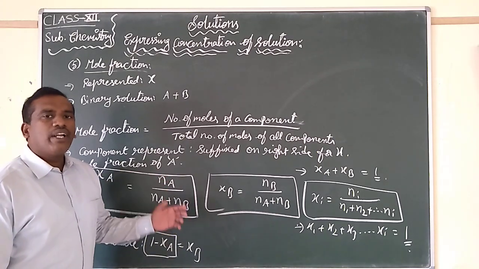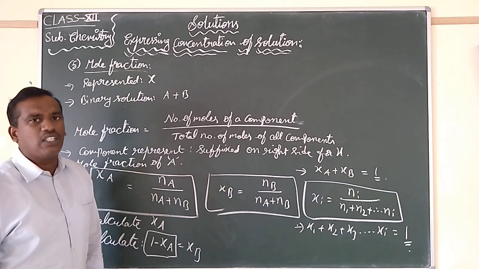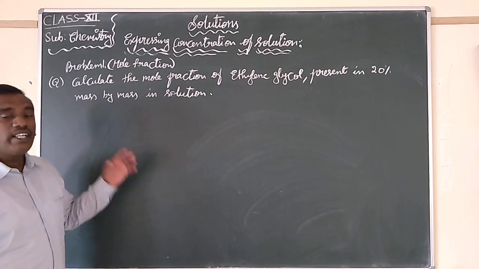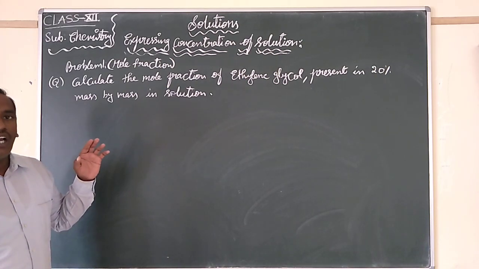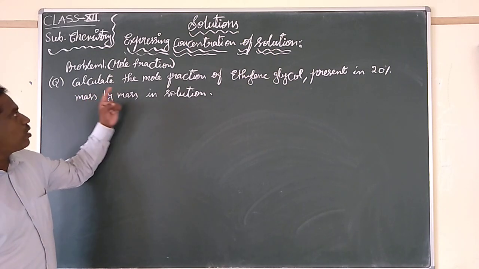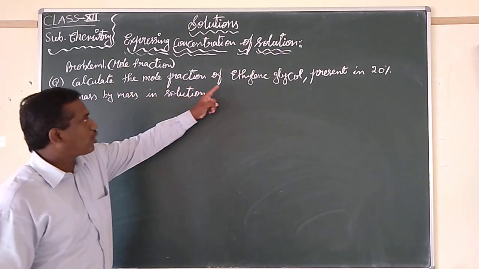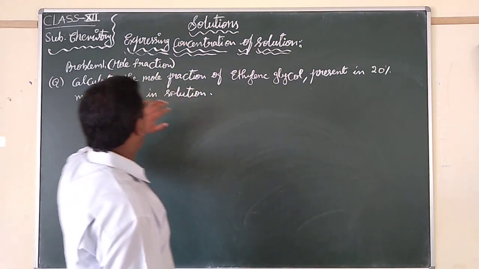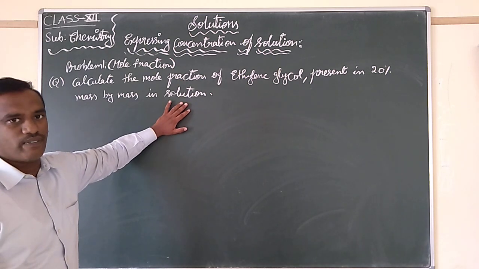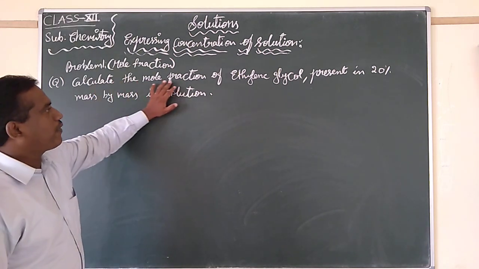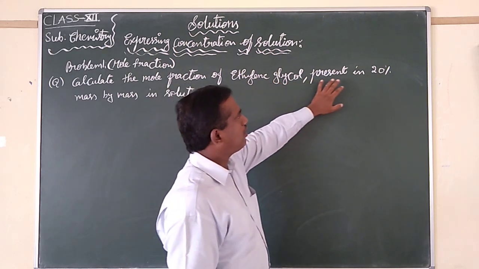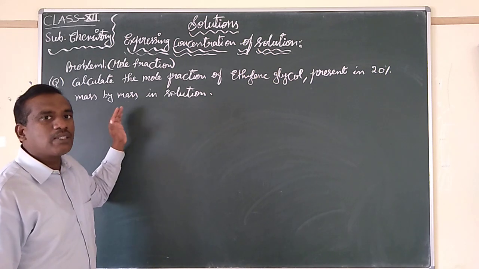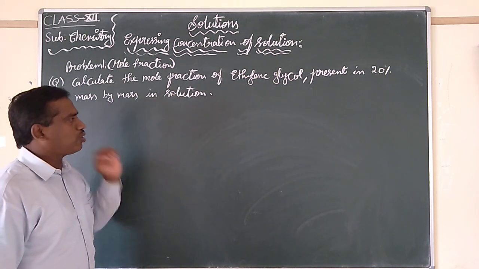Let us do one or two numerical problems on this topic. Let us see one of the numericals. Calculate the mole fraction of ethylene glycol present in a 20% mass by mass solution. The mass by mass percentage is given for the solution.